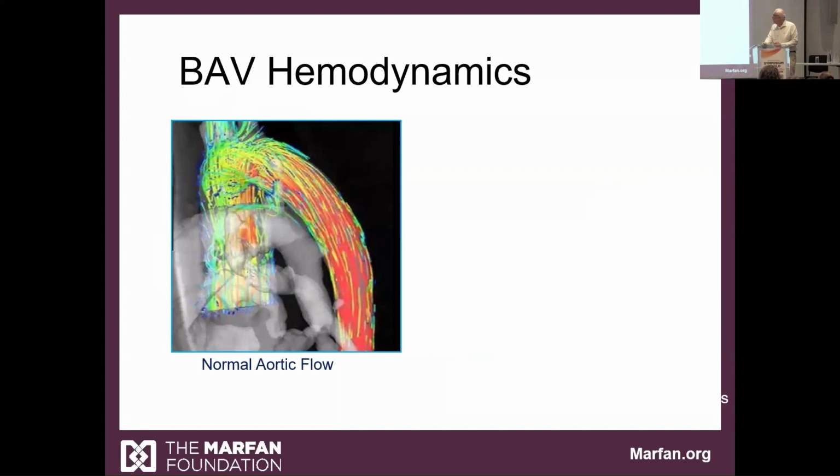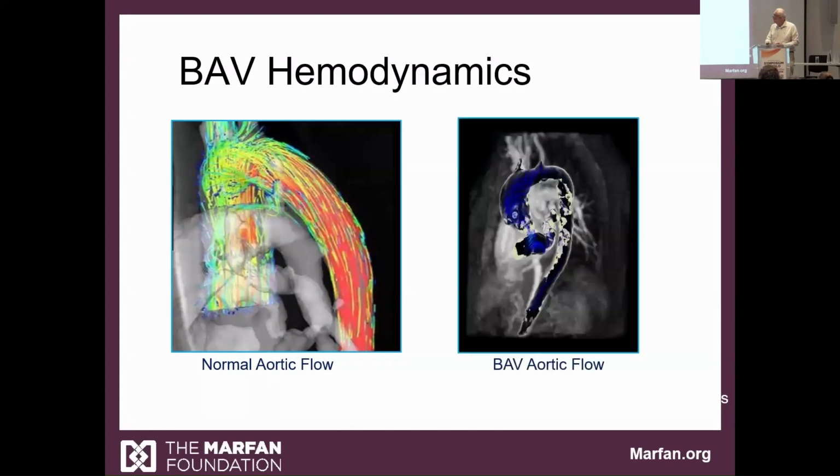Here is a normal aorta with an MRI flow study, and you can see that the flow when the valve is open is very straight and laminar. On the other hand, this is a patient with a bicuspid aortic valve. The valve center is not in the middle, and the opening is not normal.